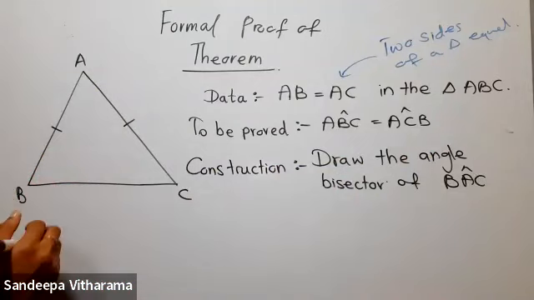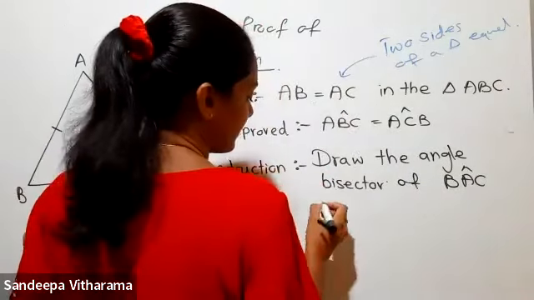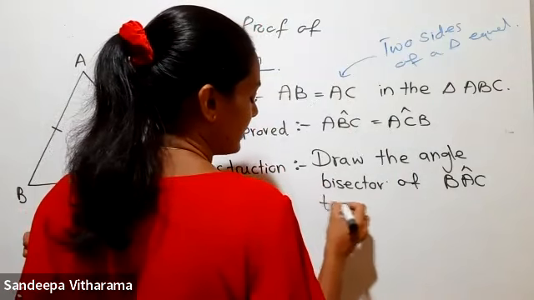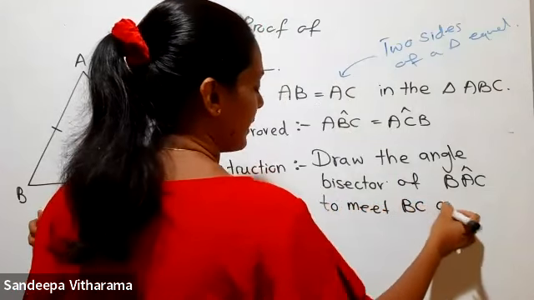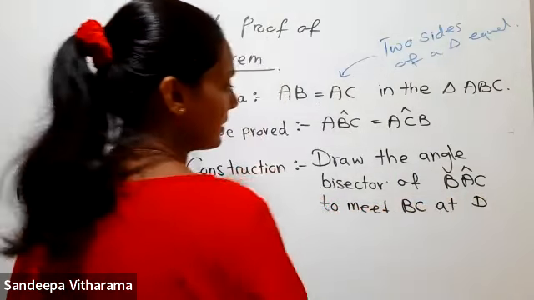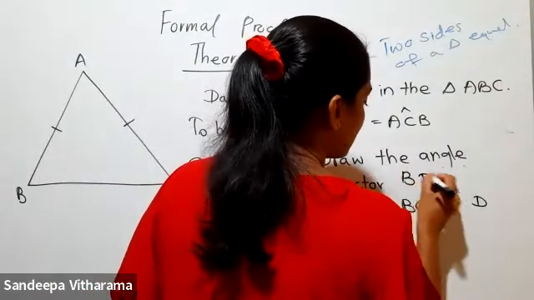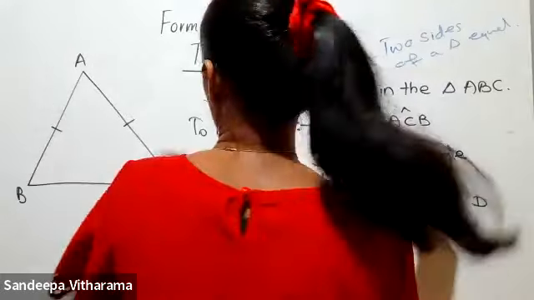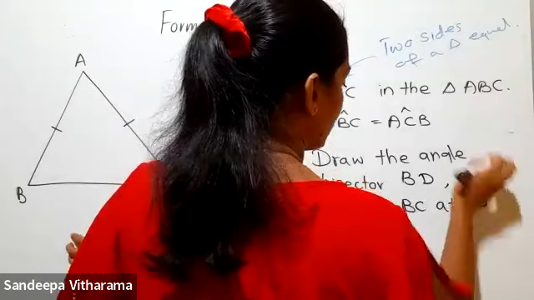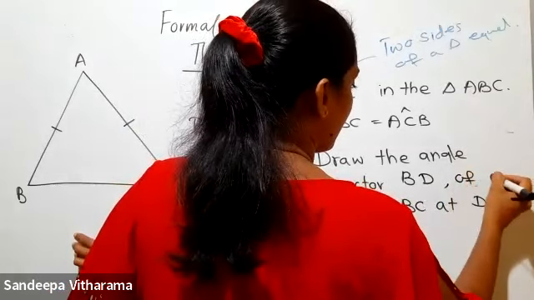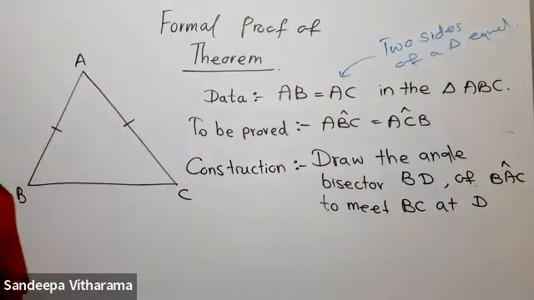So the angle bisector of BAC to meet BC at D. Draw the angle bisector of angle BAC to meet BC at D.